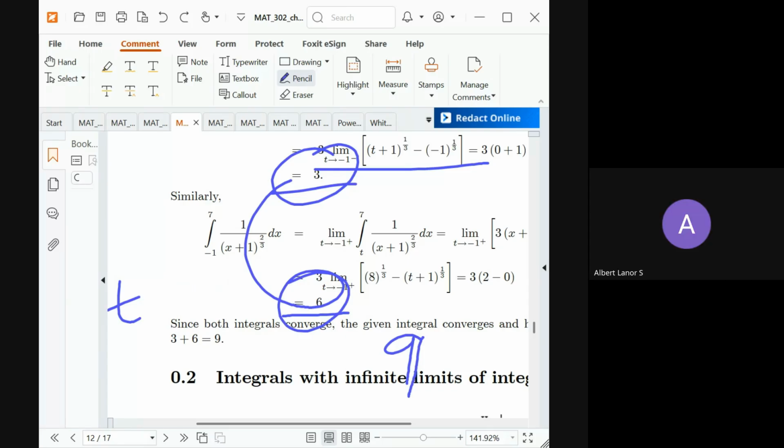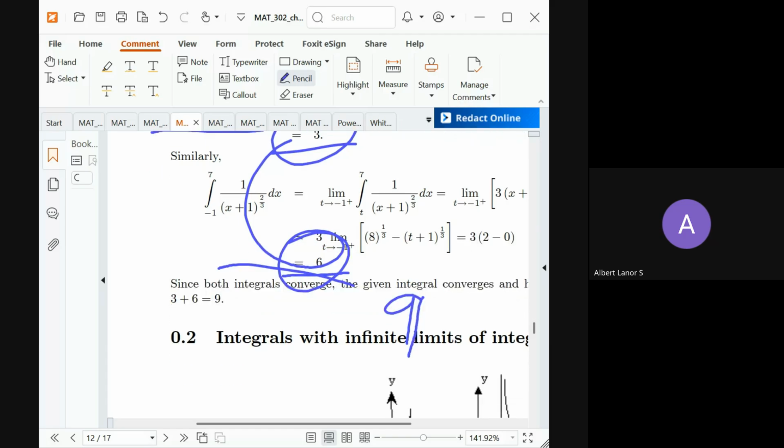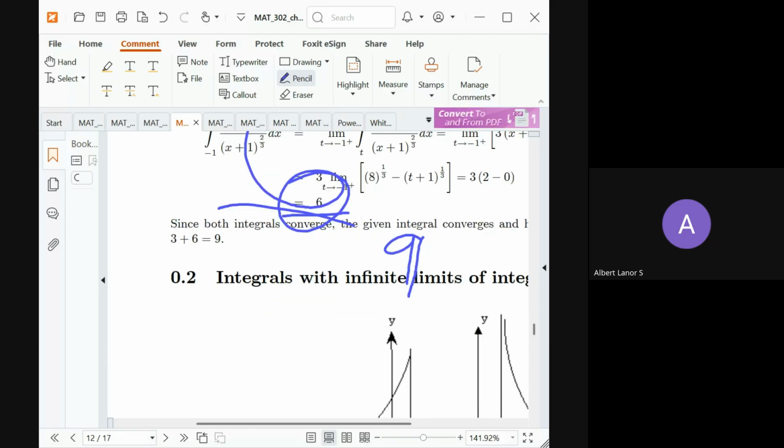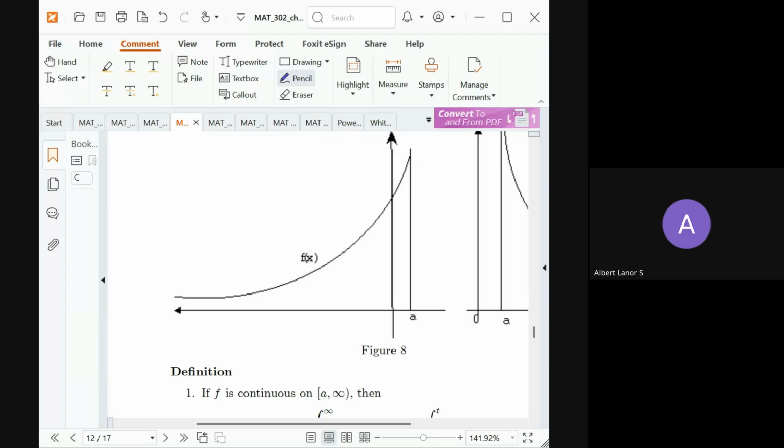So now we have found the first integral. We have 3, the second one is 6, and then you can sum the two of them to get 9. Once you get 9, it tells you that both of them converge, so the integral would converge. Now finally, we've done one now.